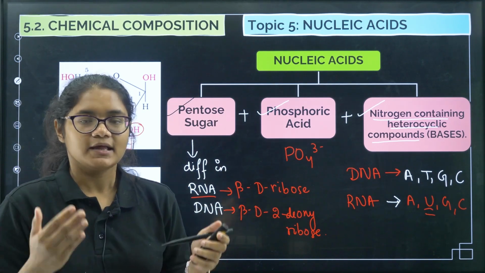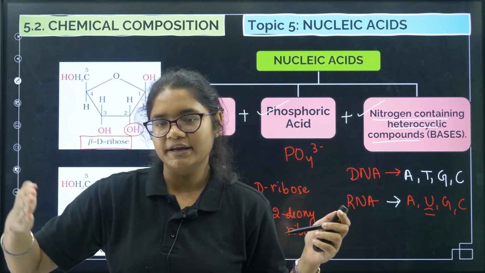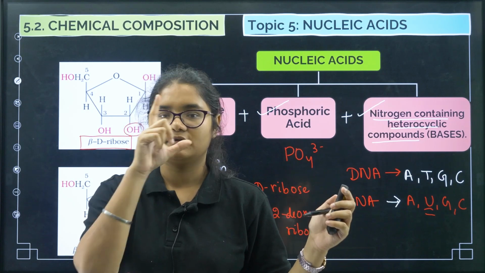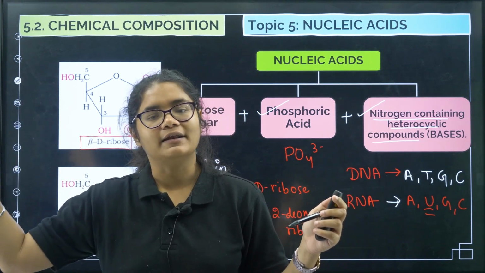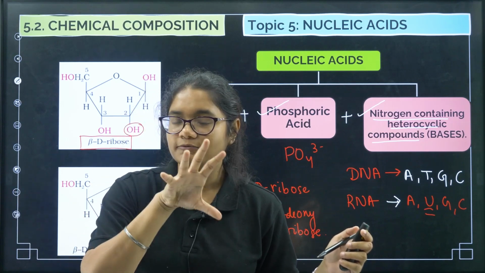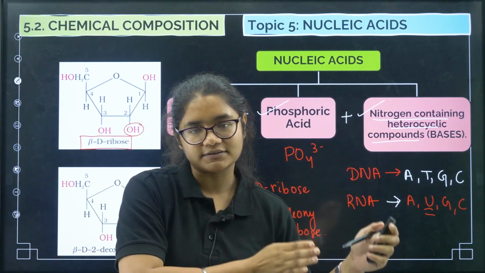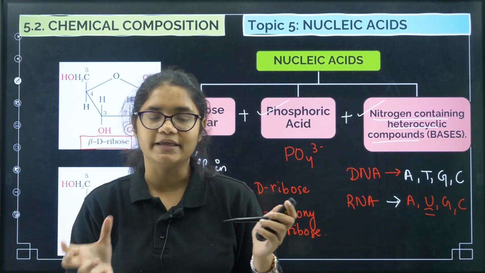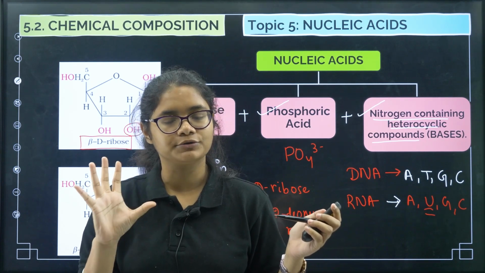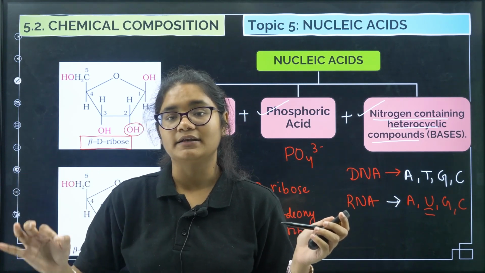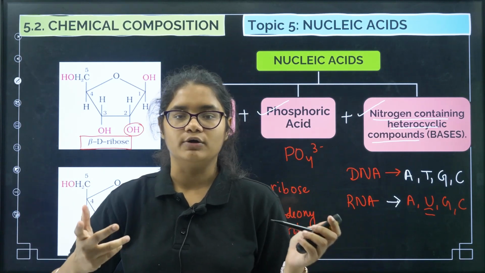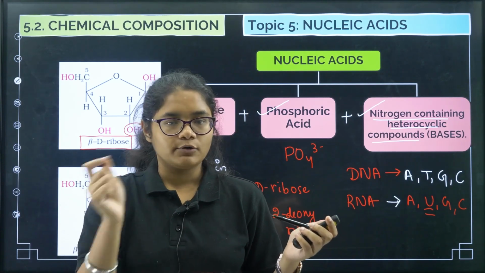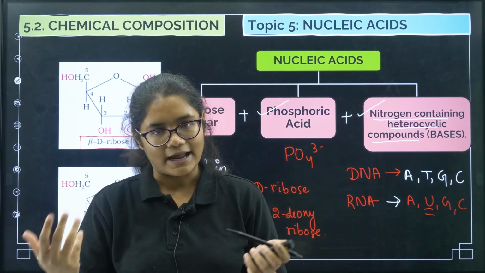Let me revise it. Nucleic acids are made up of 3 components: 1 pentose sugar, 1 phosphate group and 1 nitrogenous base. Now this pentose sugar is different in case of RNA and DNA. In RNA it is beta D ribose sugar, in case of DNA it is beta D 2-deoxyribose. Now I will explain why it is called 2-deoxy. Next we have the phosphate group, common to both DNA and RNA.